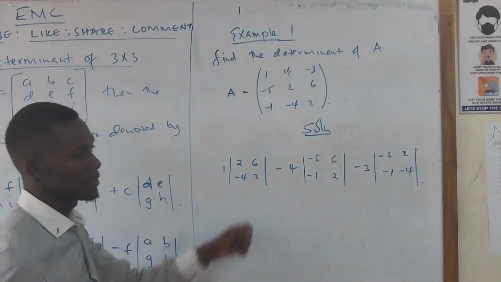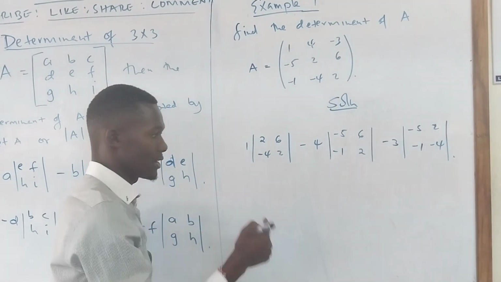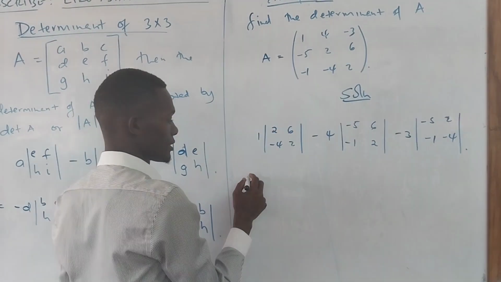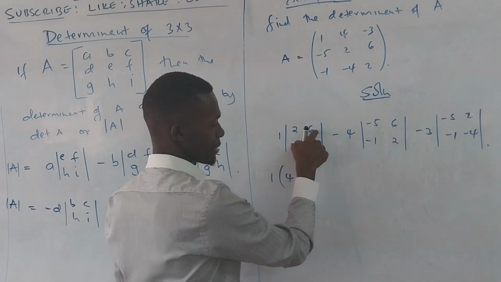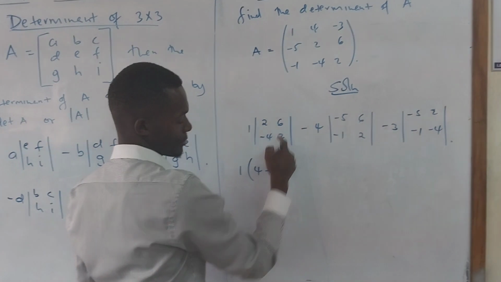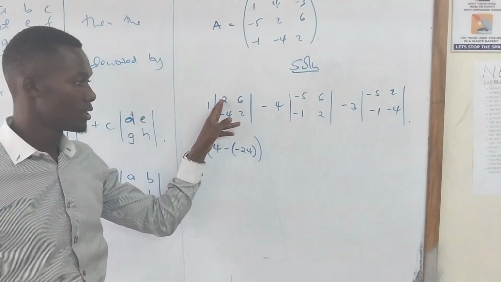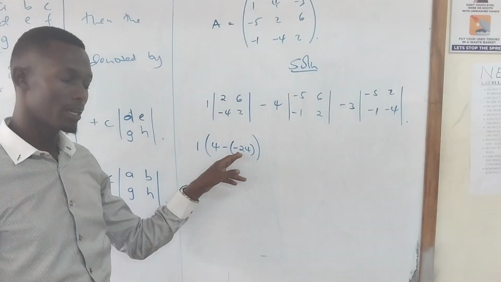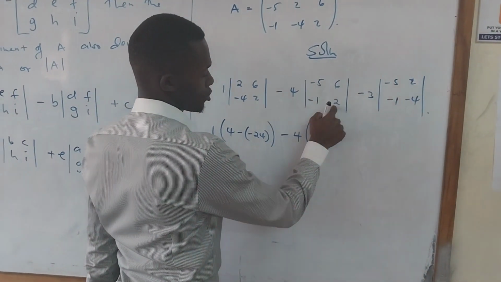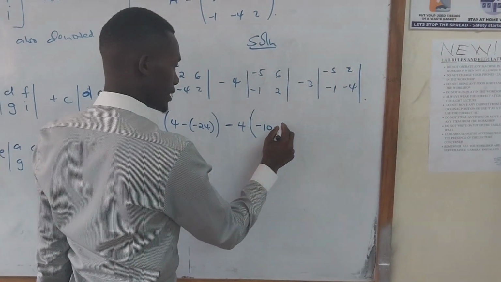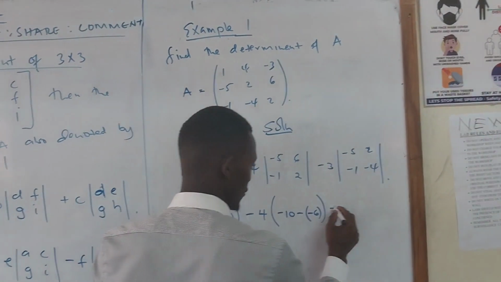So how do you get the determinant of a 2 by 2 matrix? This times this minus this times that. The elements of the main diagonal multiplied together, subtract the elements of the other diagonal. So this one is the same as 1 into bracket: 2 times 2 is 4, minus negative 4 times 6, which is negative 24. So it is this times this, which is 4, minus this times this. Remember there's a minus here because of 6 and negative 4. Then minus 4 again: 2 times 5 is negative 10, minus negative 1 times 6 is negative 6. Close that bracket. And you have minus 3.